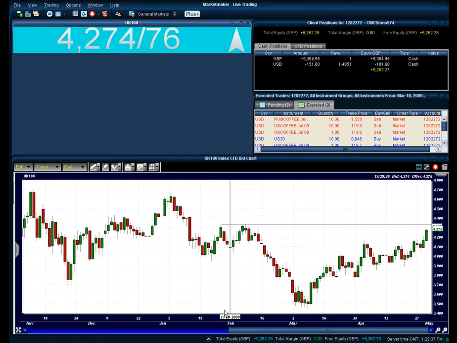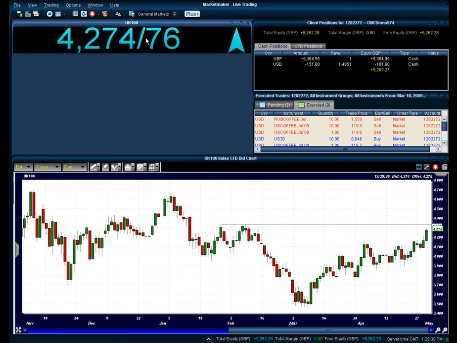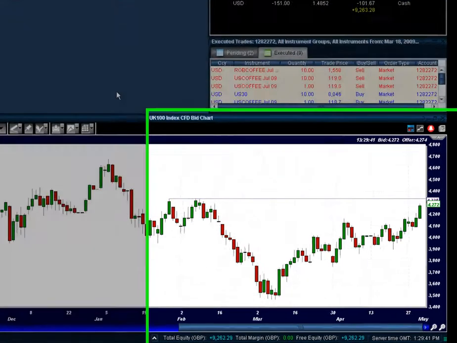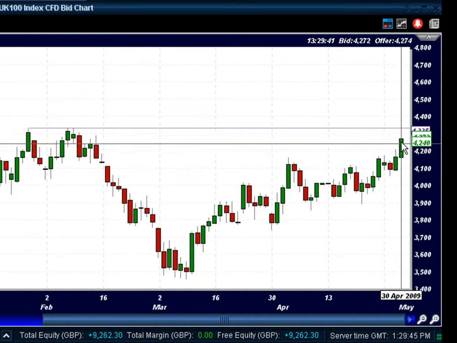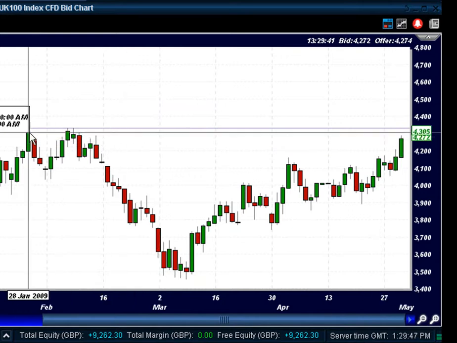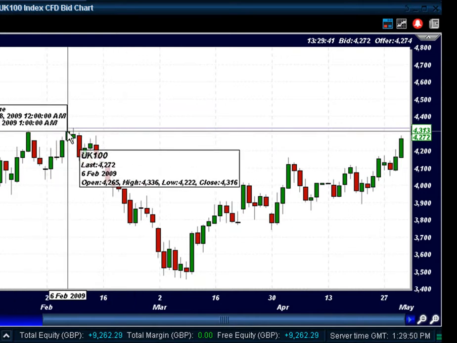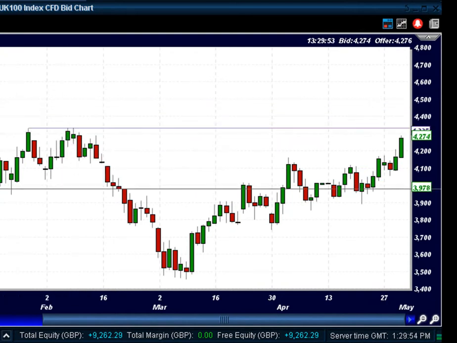So for example, if we were looking at the FTSE 100 or the UK 100 index as it's named on Market Maker, if you have a look at the chart down below, you'll see that the price is actually approaching the last 3-month high back on January 28th and also the 7th of February. What we're expecting is that if this price reaches the 4,335 level, we might see some sort of resistance at this price, and we wouldn't mind taking a position to go short if it reaches this level.